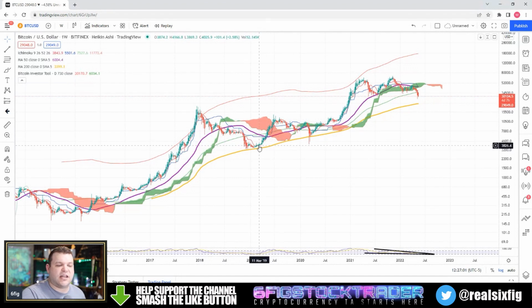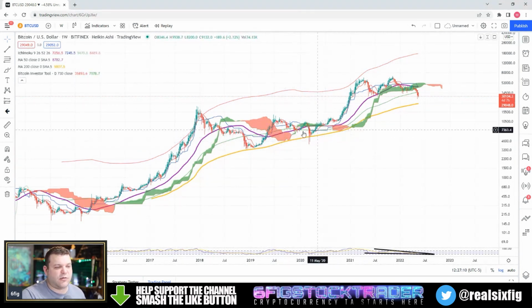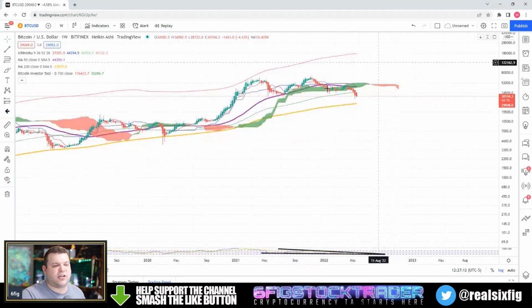Same with the 2018-19 crash that happened. Once price action slipped underneath this 750-day moving average, it was really a golden opportunity. Here we are again, the coronavirus crash, and now here we are.